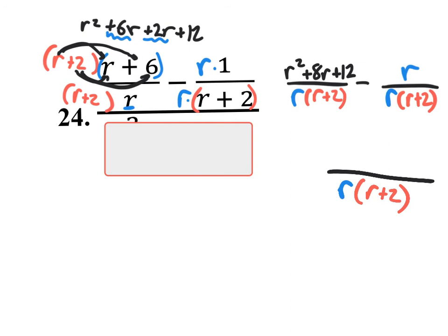And up on top, r squared can't be combined with anything, so just bring it down. But I could combine this 8r with that minus r. 8r minus r is positive 7r, and bring down that 12. So there's our answer for the numerator, okay? Let's now look at the denominator.